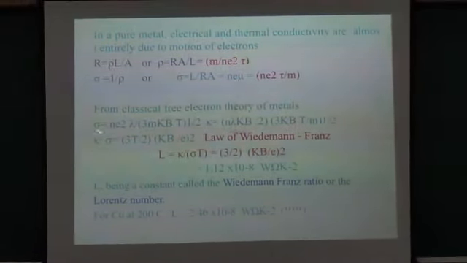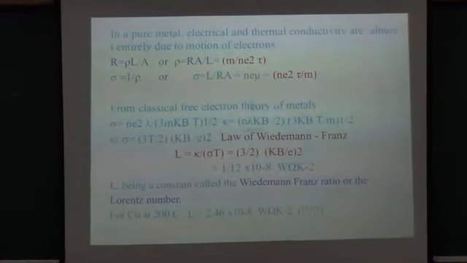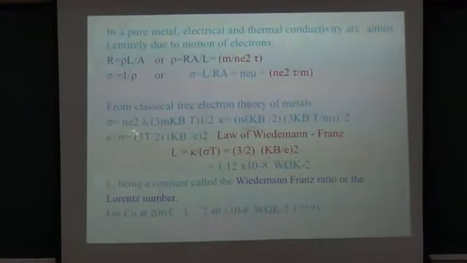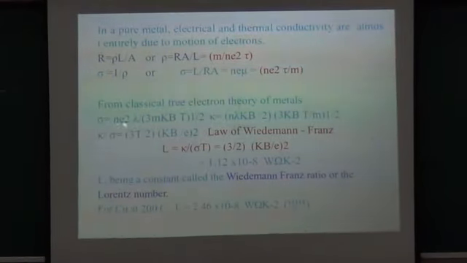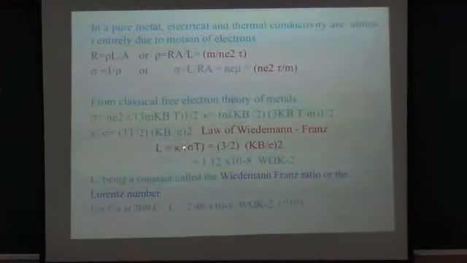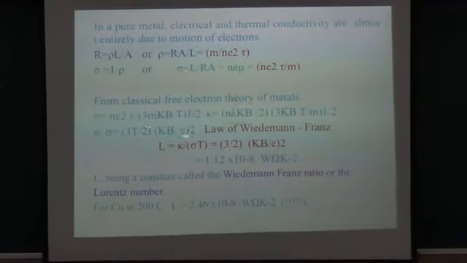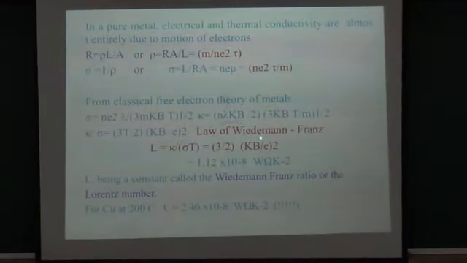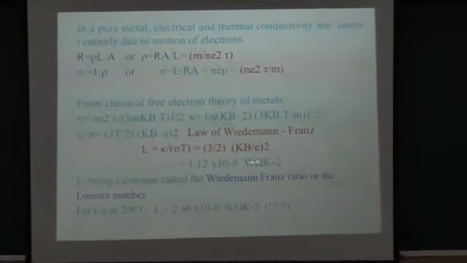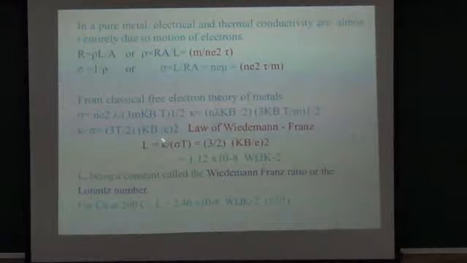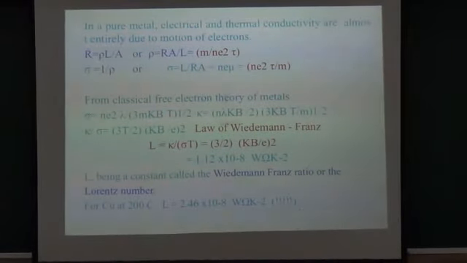So the ratio of thermal conductivity to electrical conductivity is constant at a constant temperature. We take capital T onto this side. Then K over sigma into T becomes a pure constant, because it's 3 over 2 into the ratio of Boltzmann constant to the electronic charge, squared. We call this the Lorentz number.